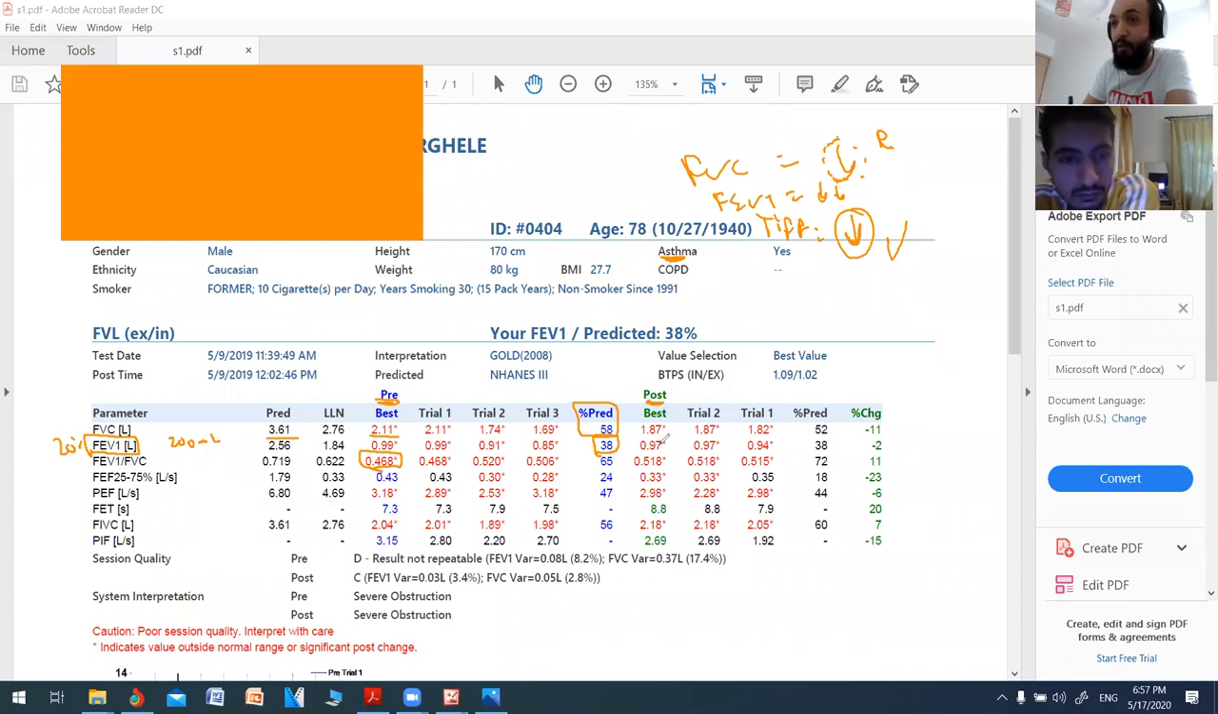Okay, let's check. FEV1, how much is its best? 0.97. Okay, before the Ventolin, how much did he get out? 0.99. Did it increase by 20%? No, actually he got tired and he couldn't also, you understand what I mean? So he has what? What kind of obstruction here? Reversible or irreversible? Irreversible. Bronchitis, chronic bronchitis, smoking, COPD. Is it clear? So this is how you read it.